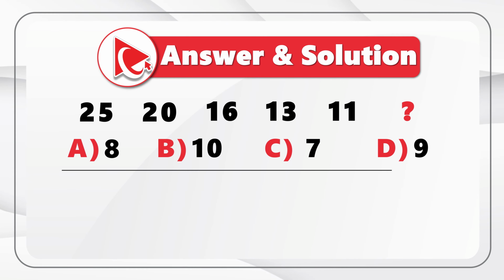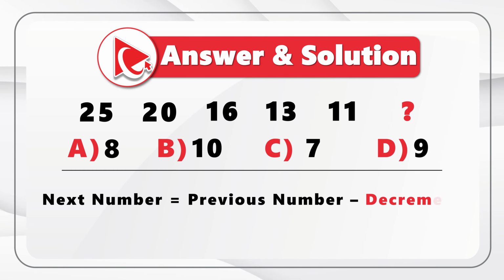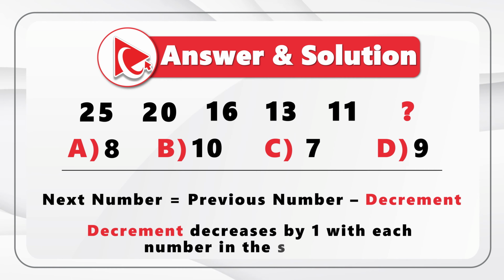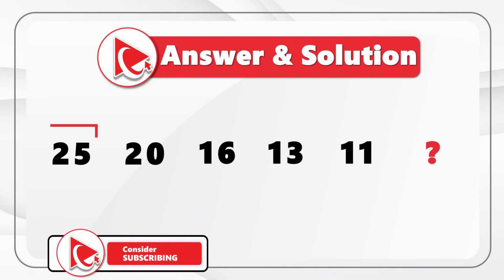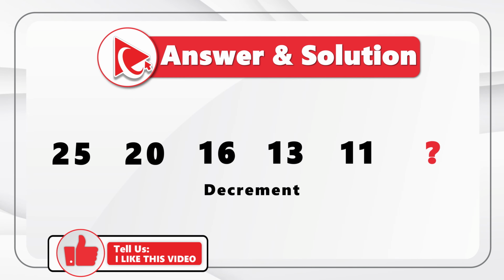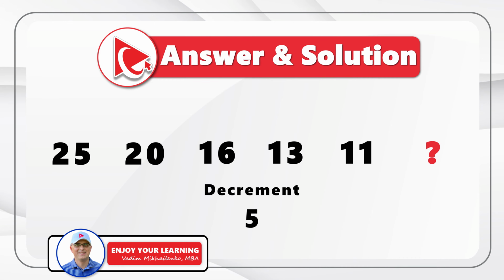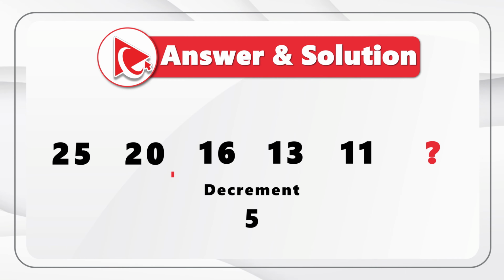Here we have a concept of decrement. And the pattern is that the next number is calculated as previous number minus decrement. And decrement decreases by 1 with each number in the sequence. Let's take a close look. Our first number in the sequence is 25. And our first initial decrement is minus 5. 25 minus 5 equals 20. And this is how we come to the second number.